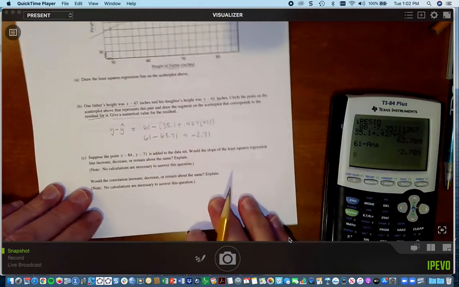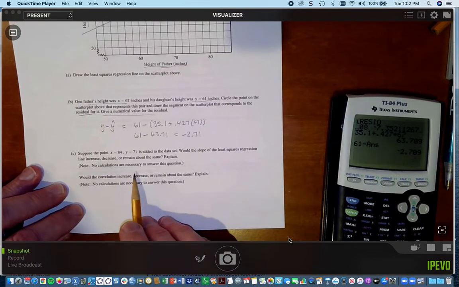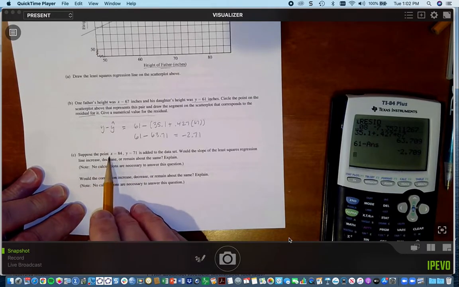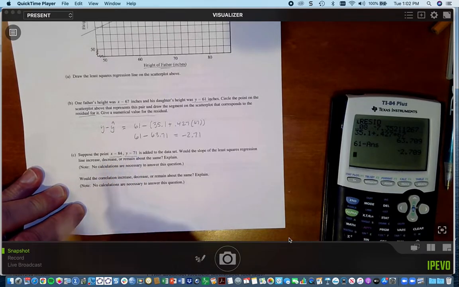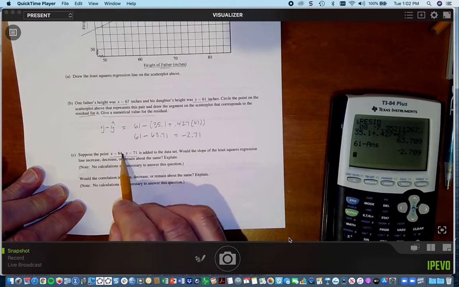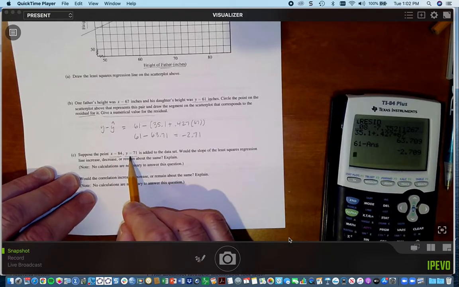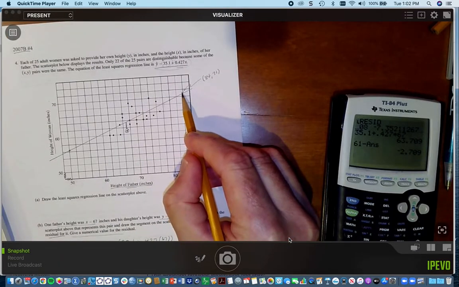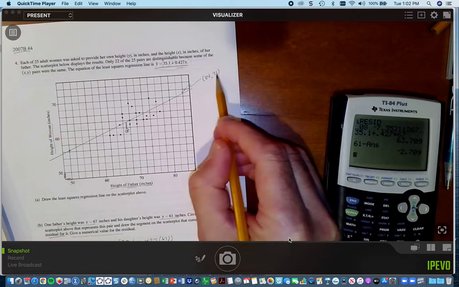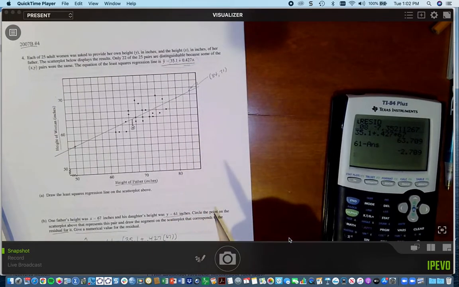Okay? All right, and then this next part is kind of conceptual, and this is something I think you should be aware of for the exam. It says, suppose that you've got a point 84, 71. Now the first time I read this, I didn't think that much about these numbers, but this guy, the father, is 84 inches tall. 84 inches is 7 feet. Okay, he's really tall, and his daughter is 5'11". That point ends up being right up here. So that's a really tall guy and a really tall daughter.